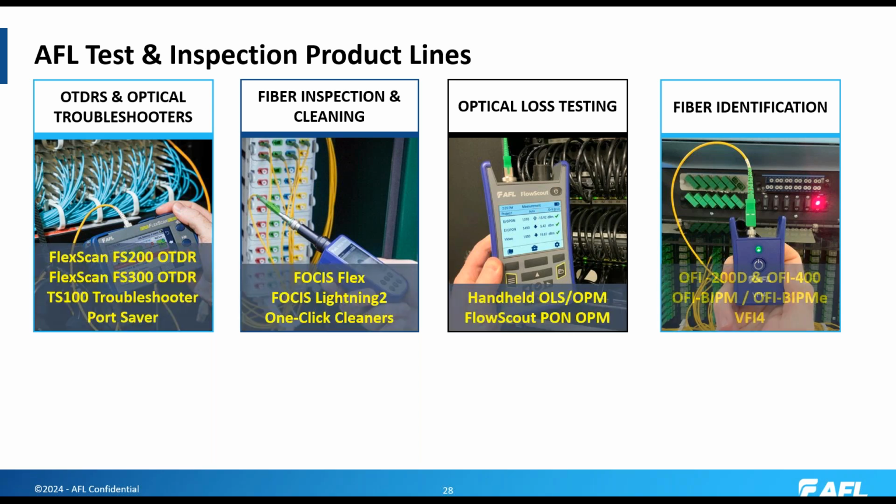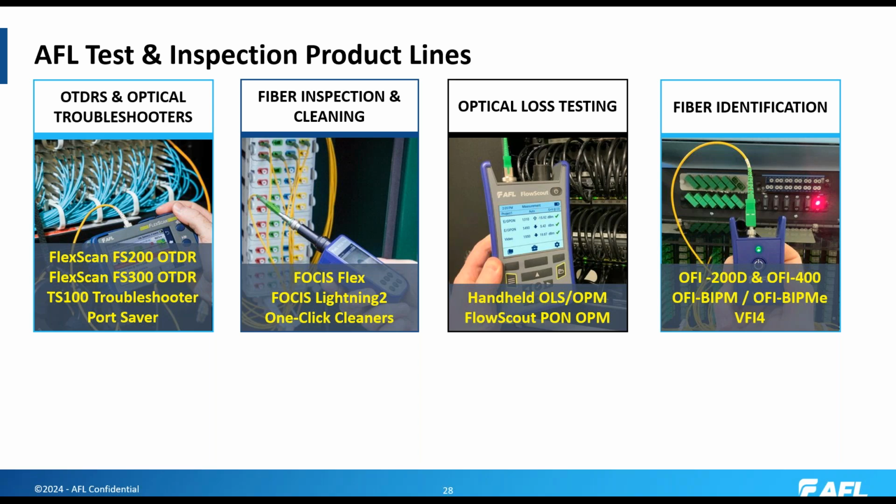AFL's test and inspection product lines cover 5 areas. OTDRs and optical troubleshooters, which has really been the focus of this presentation. Our inspection and cleaning products, including Focus Flex for single fibers, Focus Lightning 2 for multi-fiber connectors such as MPO and the new MMC connectors, coupled with one-click cleaners, wipes, and cleaning fluid.